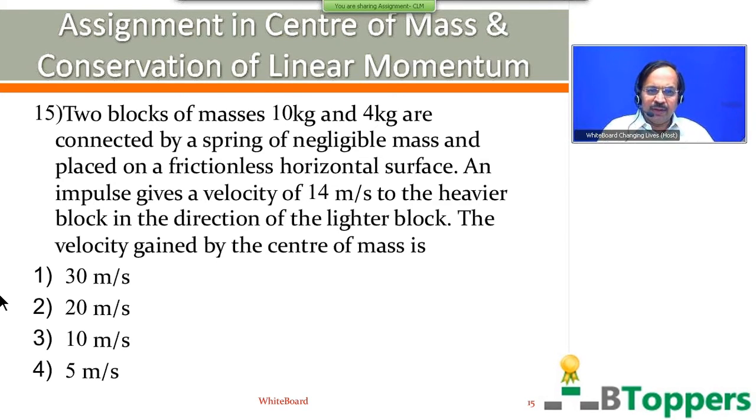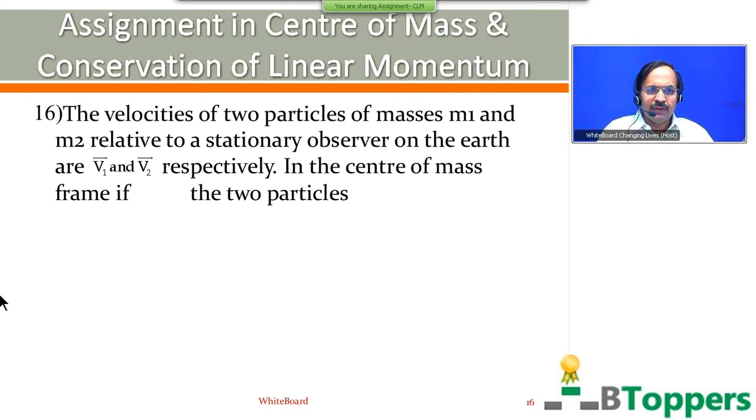In case you need more time to answer the question, you can take a pause and take your time. I am going to show the next question on screen. See the question number 16. The velocities of two particles of masses m1 and m2 relative to a stationary observer on the earth are v1 bar and v2 bar respectively. The center of mass frame.